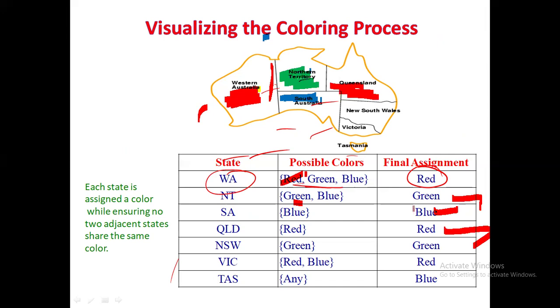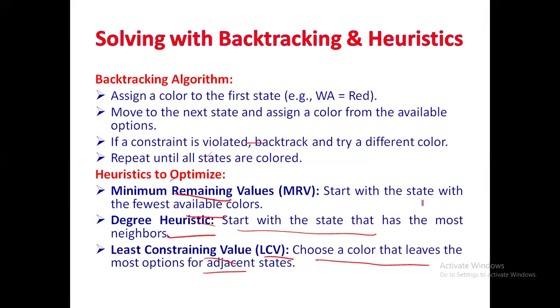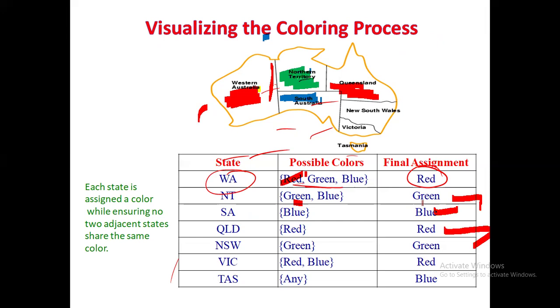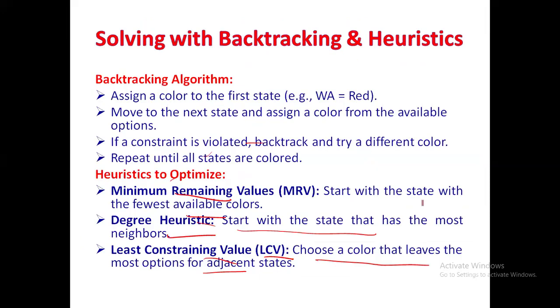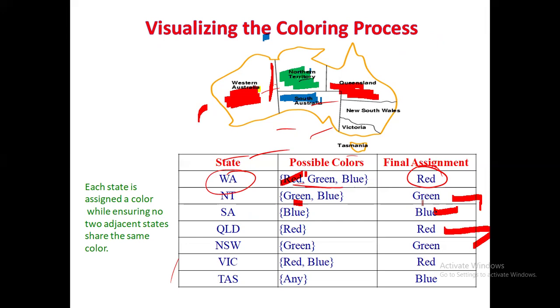The assignment of red to QLD follows the minimum remaining values (MRV) heuristic, which prioritizes states with the least available colors. See here, MRV starts with the state with the fewest available colors. And by coloring QLD red, the problem remains solvable without requiring an additional color. This highlights the least constraining value (LCV) heuristic, ensuring that adjacent states will have available colors. LCV means choose a color that leaves the most options for the adjacent states.